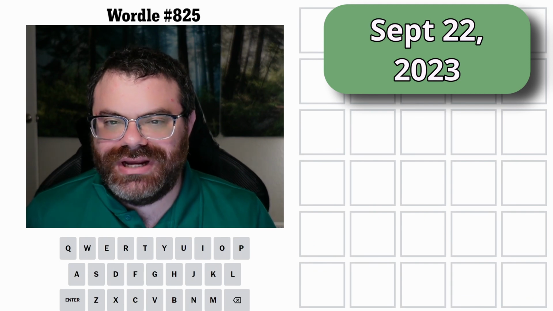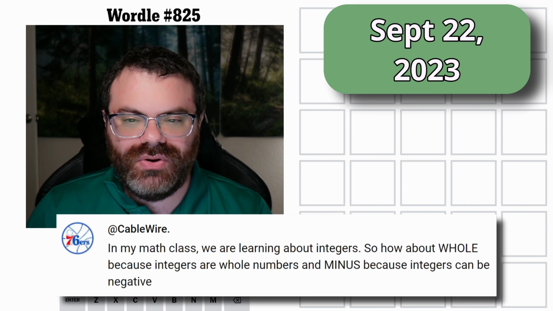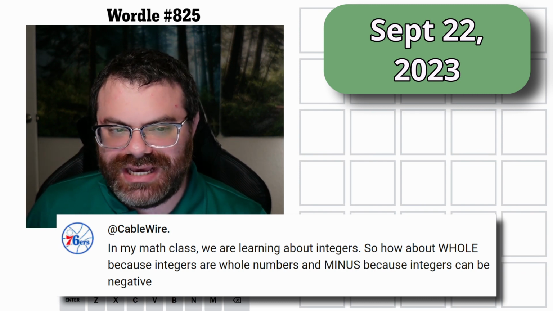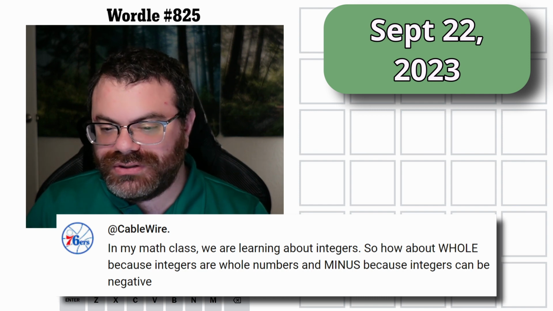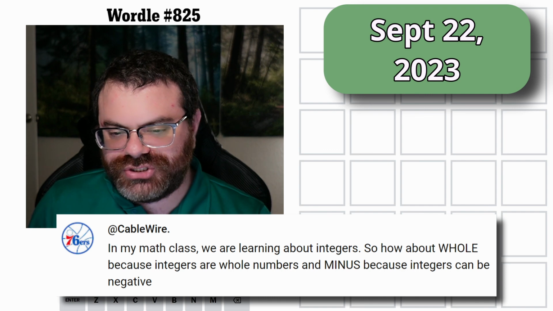Hello, let's do Wordle number 825, and for the maths theme, Cable Wire suggested whole and minus to represent integers. Cable is just learning about integers now, which, if you don't know, are whole numbers, but also including 0 and negative numbers, so nothing fractional.